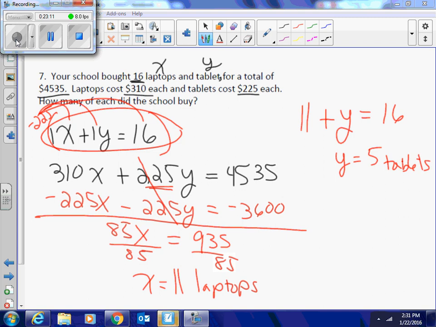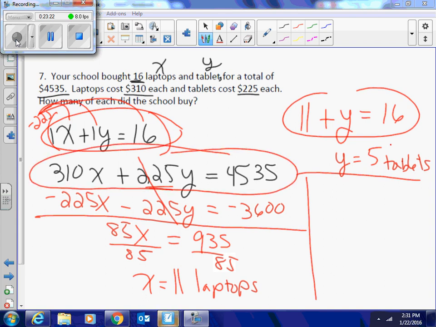5 tablets. I should always check. I just used my quantity equation to get my number of tablets, so I really should use my cost equation to make sure that I really am spending $45.35. That's a great check. So 310 times 11 laptops plus 225 times 5 tablets better add up to $45.35. And check on your calculator. It does. We're good.